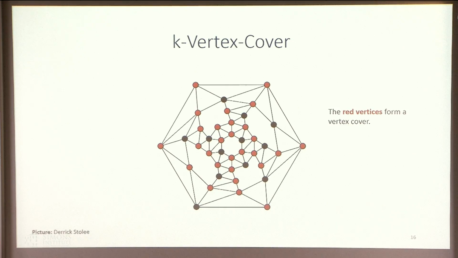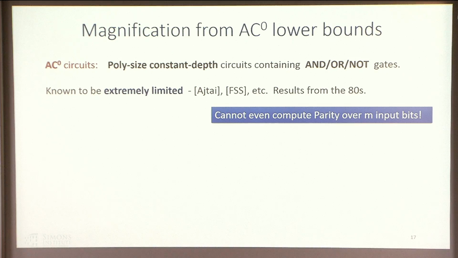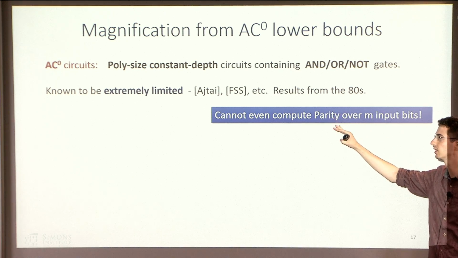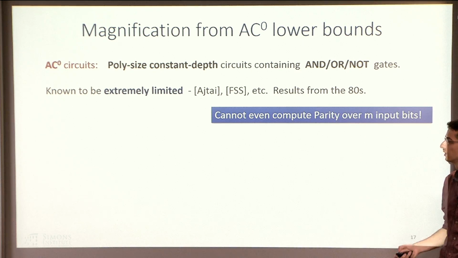Okay? So let's start with the simplest example, the k-vertex cover problem. Given an undirected graph using the adjacency matrix representation, so the input length is m, we want to understand if there is a vertex cover of size k. Okay, so our first theorem is magnification from AC0 lower bounds. So remember, AC0 is an extremely weak model. You cannot even compute the parity function.